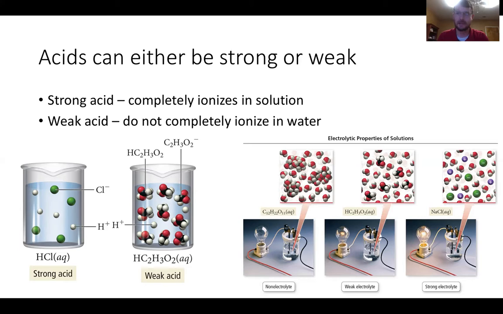It's a weak acid, and what we mean by weak acid is it does not completely ionize in water. We use vinegar, which is acetic acid, in our cooking. We can use it because it's a weak acid. We do not use hydrochloric acid in our cooking because it is a strong acid and it completely ionizes in solution, and that's where the problem comes in. So we need to know what is a weak acid and what is a strong acid.